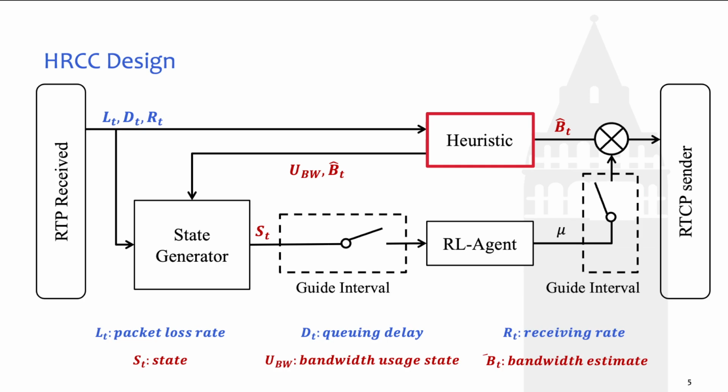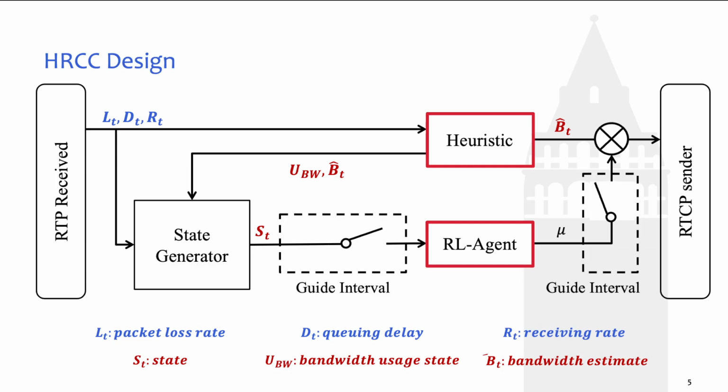Based on this feature, we implement an RL agent that periodically tunes the heuristic scheme's output estimate based on its observation of the network link. By combining two methods, HRCC aims to achieve the robustness of classic heuristic schemes and the adaptability of learning-based schemes at the same time.